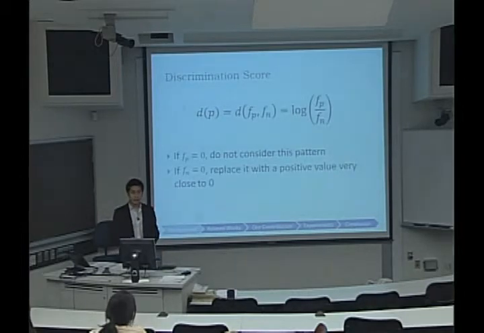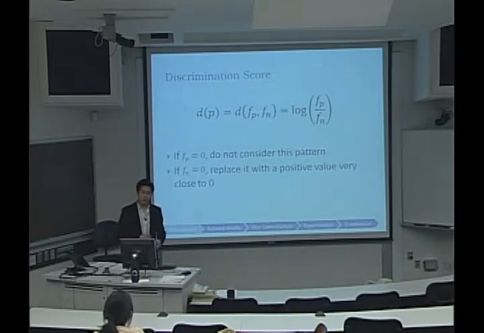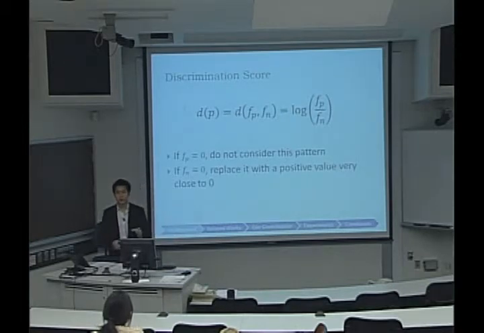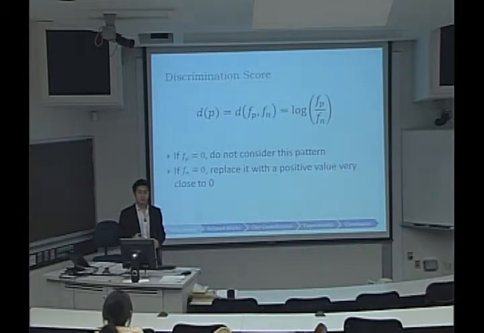In order to evaluate how effective a pattern is in discriminating graphs between the positive and the negative set, we offer the definition of a discrimination score. The discrimination score of a certain pattern is defined as the log of the frequency of the pattern in the positive set divided by the frequency of the pattern in the negative set. The reason why we use this definition is because we want the discrimination score to increase as the pattern's frequency increases in the positive set. We'd also like the discrimination score to increase as the pattern's frequency decreases in the negative set. There are two cases in which this discrimination score is relevant. One is if the pattern frequency in the positive set, f sub p, is equal to 0.